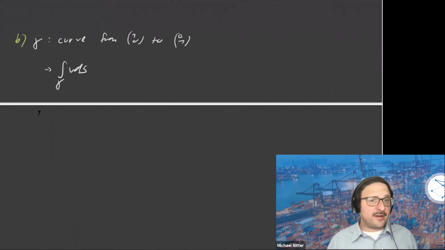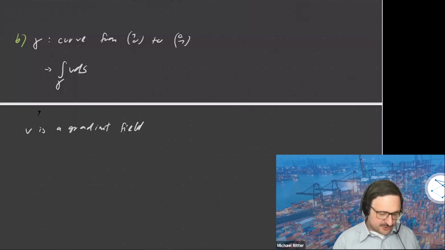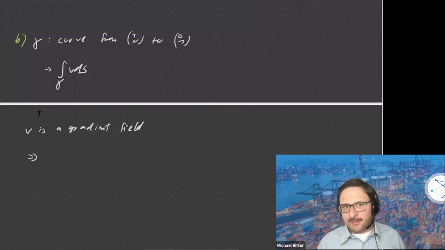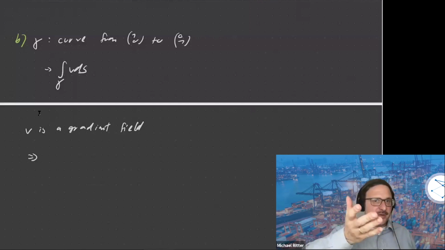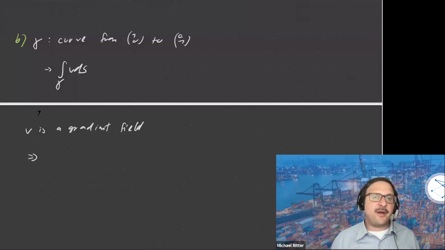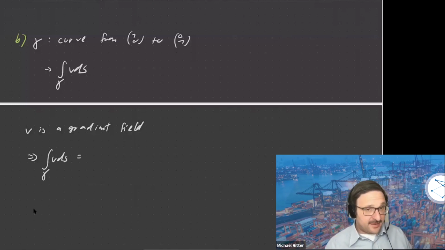Now, we already know that V is a conservative vector field. And that means it's a gradient field. So the value of that integral does not depend on the curve, but only on its endpoints. So however the curve runs between those endpoints, whether it's a line or whether it's somewhat curved or whether it's looping, doesn't matter at all. So we can just compute that integral of V ds by evaluating the potential at the endpoints.